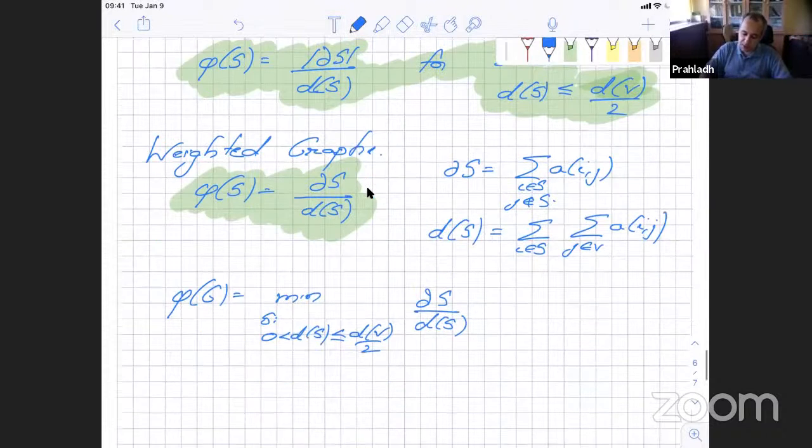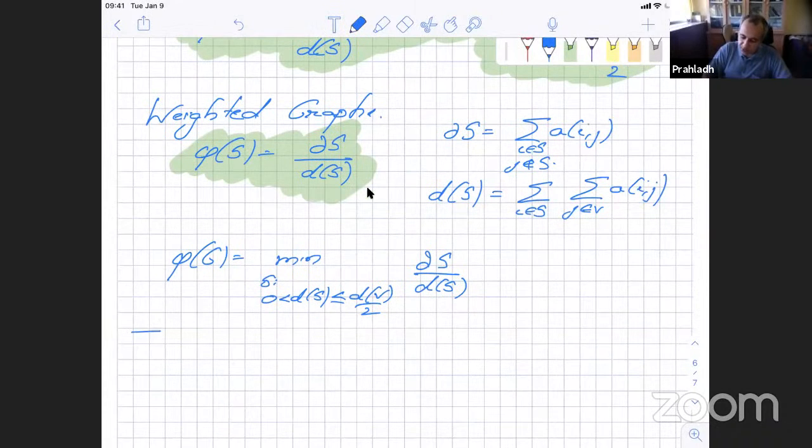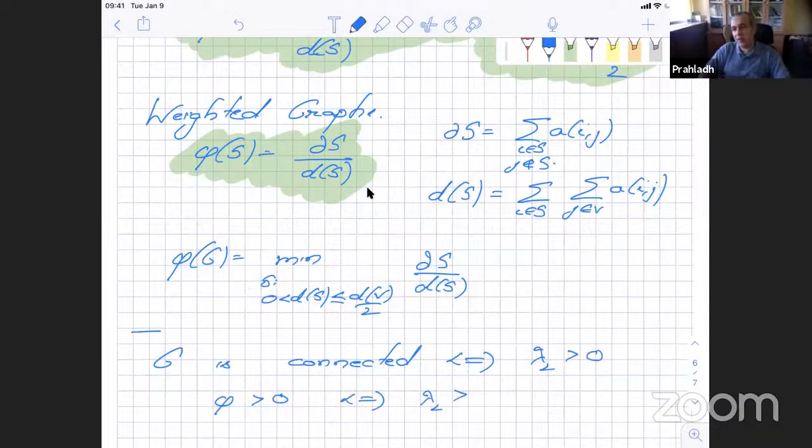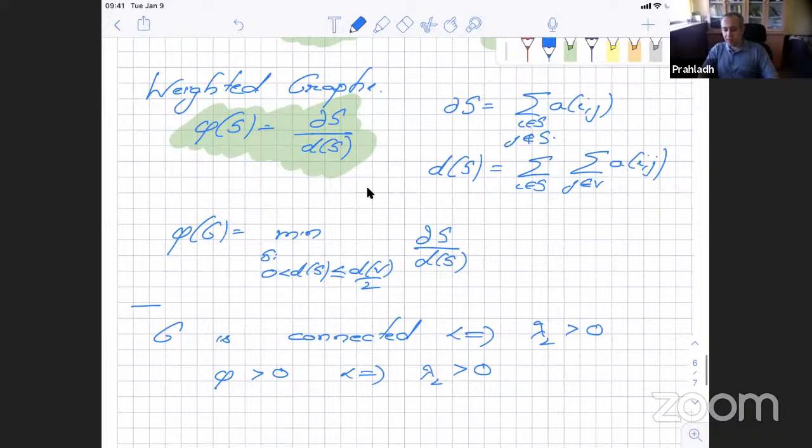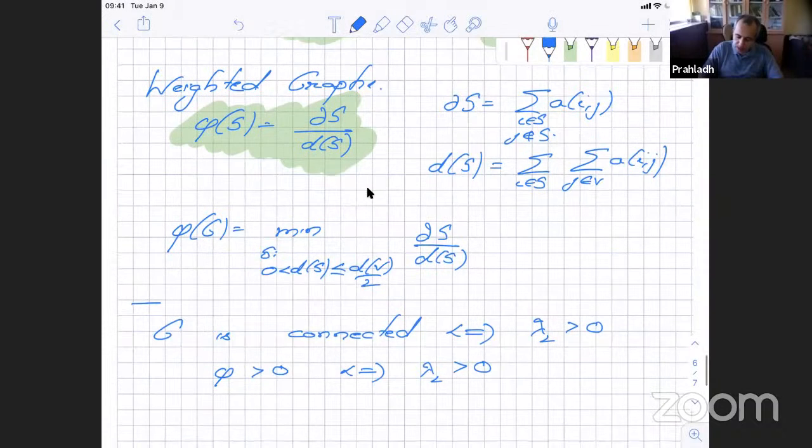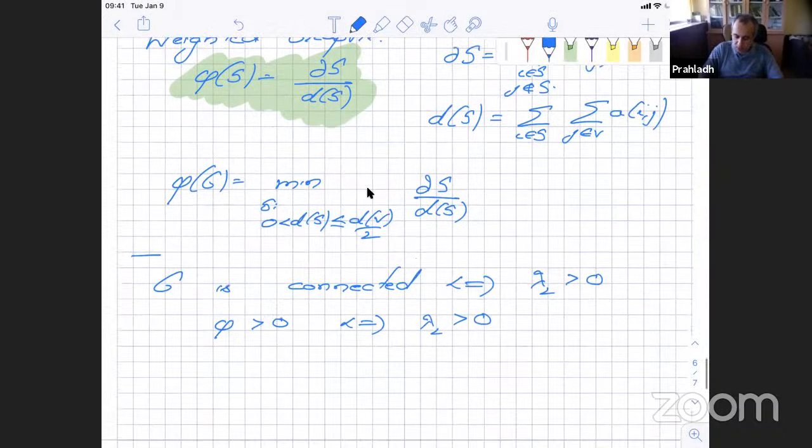So now this previous statement, that G is connected if and only if lambda 2 is greater than 0. This turns out to be phi is greater than 0 if and only if lambda 2 is greater than 0. This is the same as this statement, because G is connected is stating that phi is non-zero. Okay, this was the original statement. Now what we will say is, so Cheeger inequalities are sort of the Cheeger inequalities.